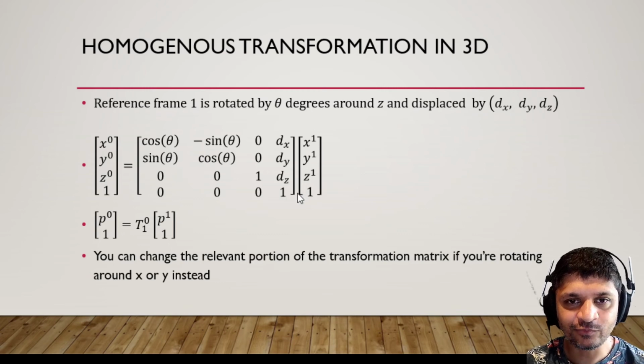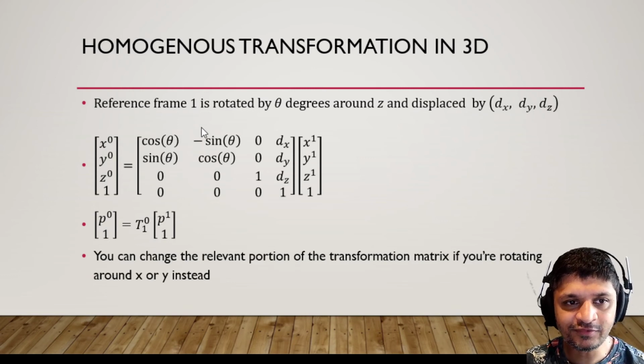So in this way, we can do a rotation and a displacement using the same linear transformation, right? That's pretty great because it means we have just one matrix, our transformation matrix, that can do a 3D rotation and translation. So if we have a coordinate in reference frame 1, we can translate it to a coordinate in reference frame naught just by pre-multiplying it by the transformation matrix.